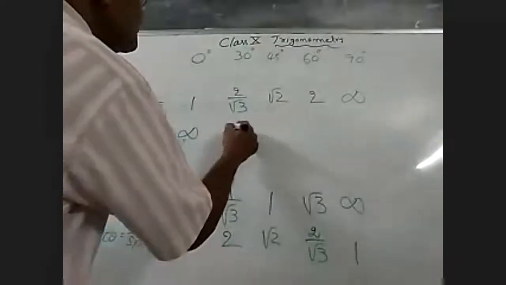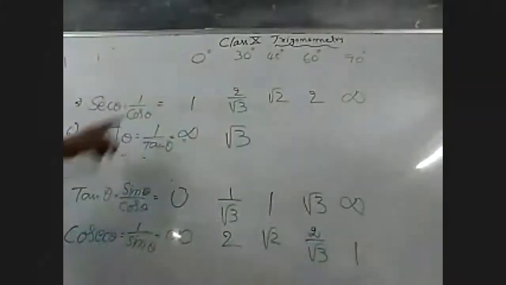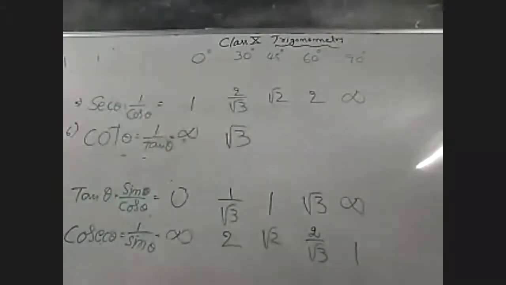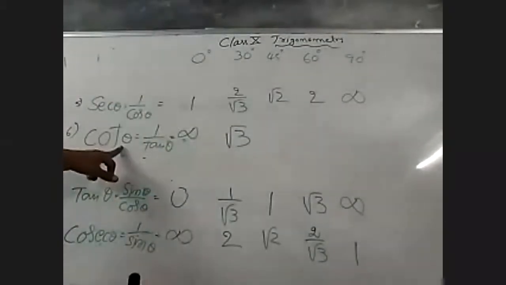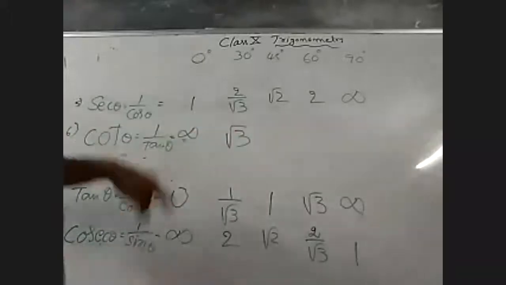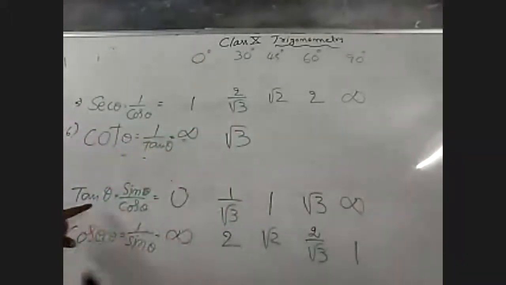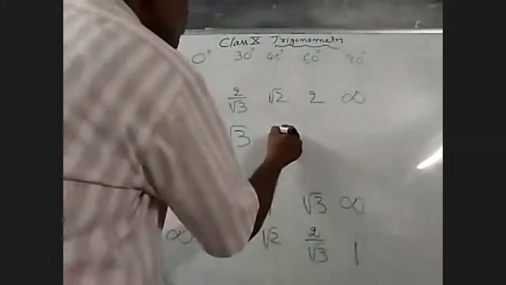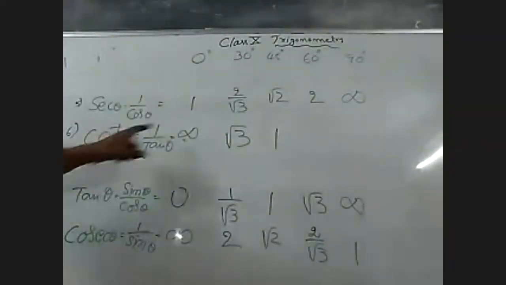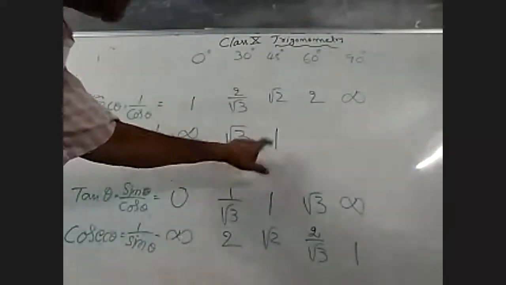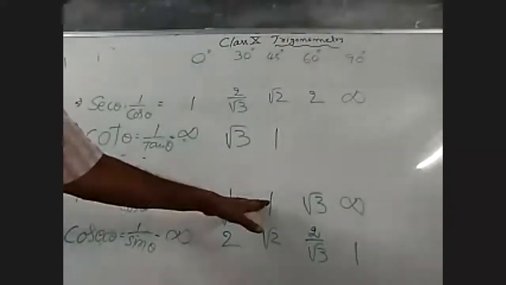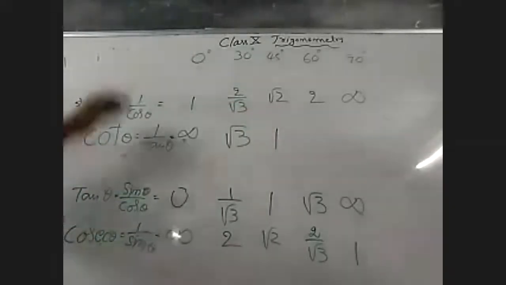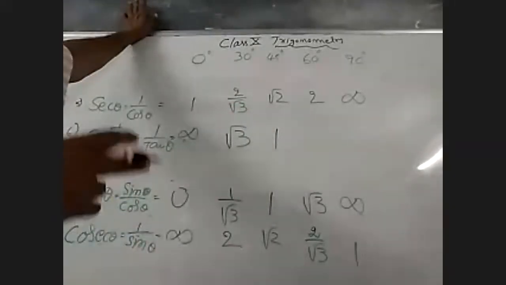So cot 30 degrees is equal to root 3. Next, cot 45 is equal to 1 by tan 45. What is the value of tan 45? 1. 1 by 1 is equal to 1. So cot 45 is also equal to 1, because tan 45 is equal to 1. Already you have written in your notebook three bits.